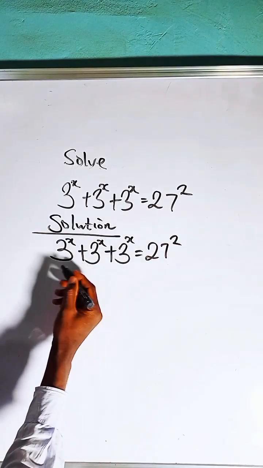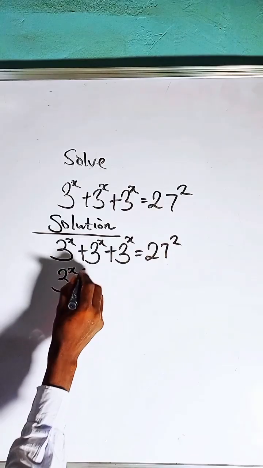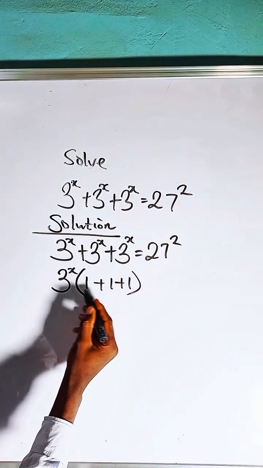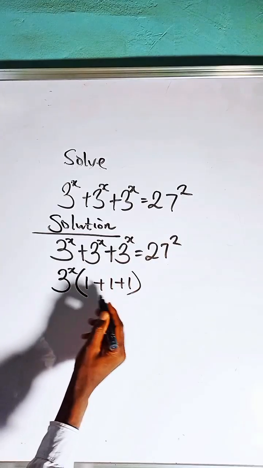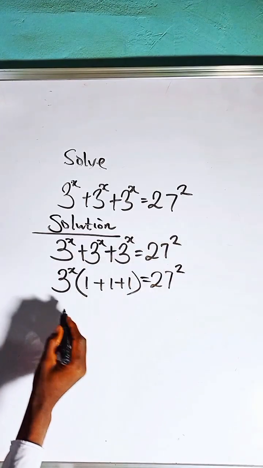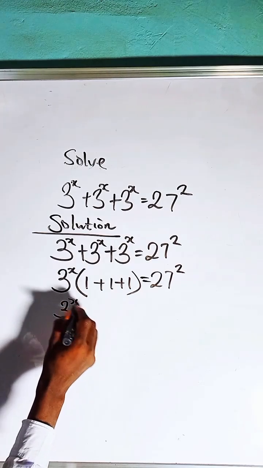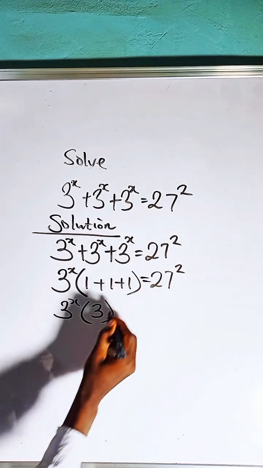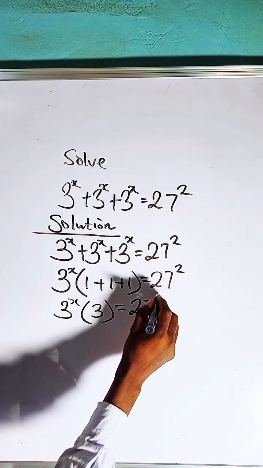We can factor out 3 raised to the power x. So we have it as this, equals 27 raised to the power 2. So we have this as 3 raised to the power x, and when we add up the terms in the bracket, we have 3, equals 27 raised to the power 2.